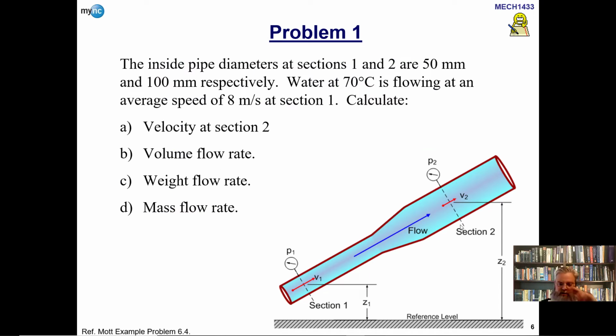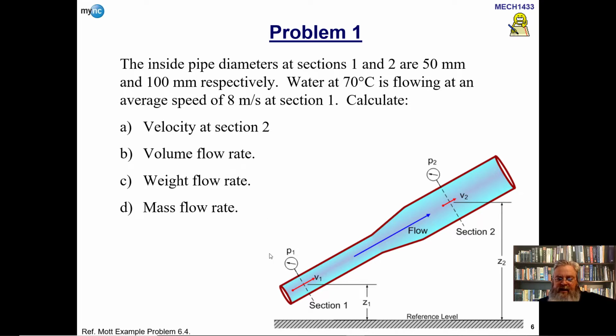So let's just try this here. Problem 1 in your activity for today. We have this pipe here. The inside diameters at section 1 and section 2, so here and here, they change. 50 millimeter diameter inside the pipe here, 100 millimeter inside diameter over here, and we have water at 70 degrees Celsius flowing at an average speed in section 1 of 8 meters per second.